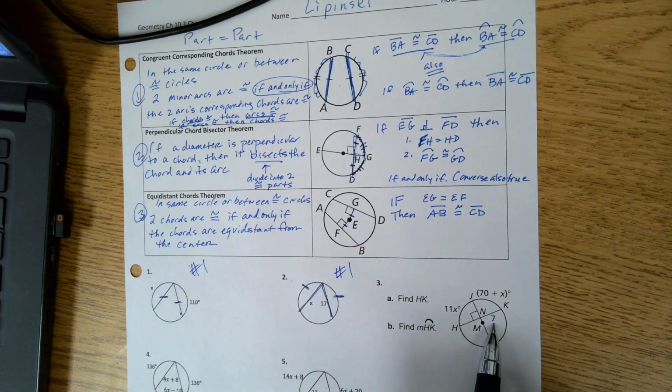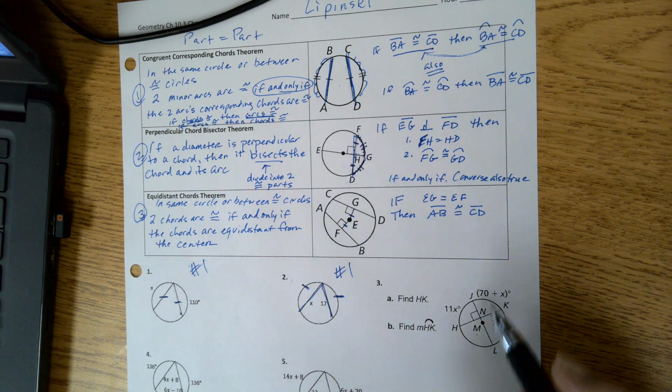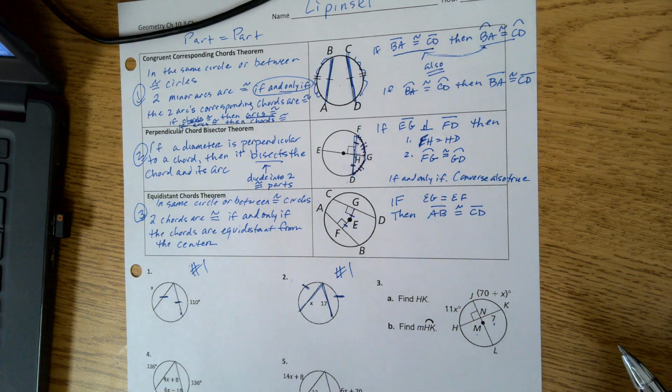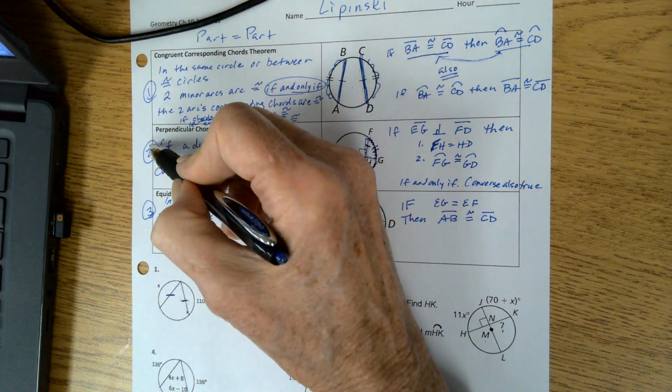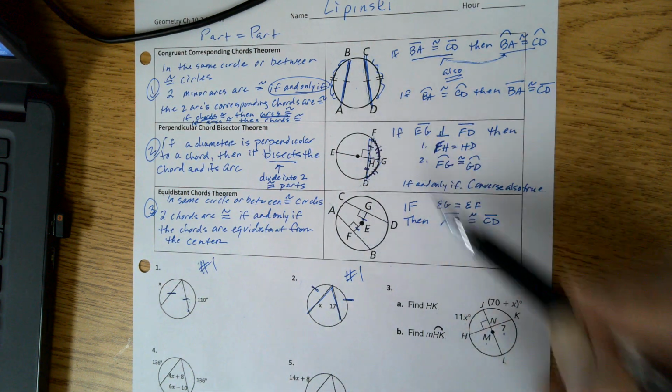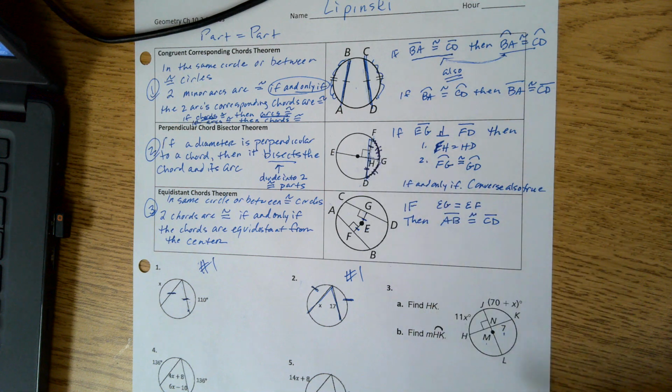Okay, number 3. It says find the length from H to K. And there's a 7 here. Then I've got find the measure of the whole arc H to K. So I'm going, okay, is it 1, 2, or 3? Right? I look at the pictures and go, it's got to be number 2.